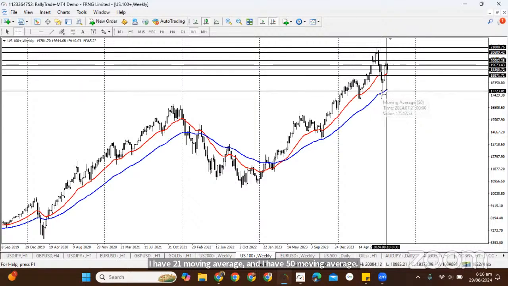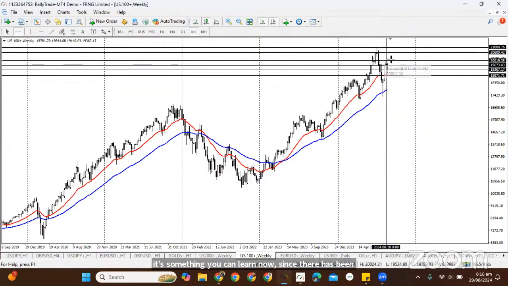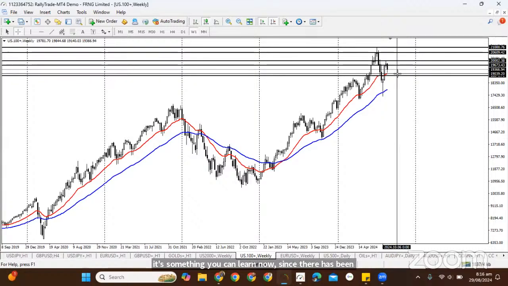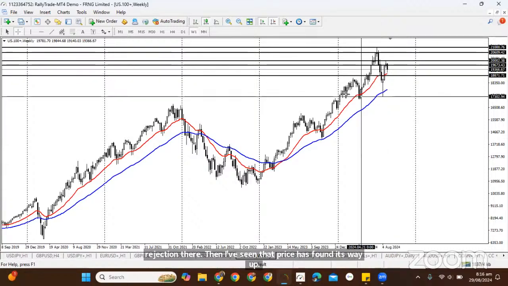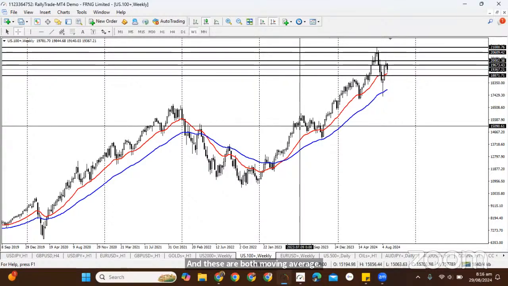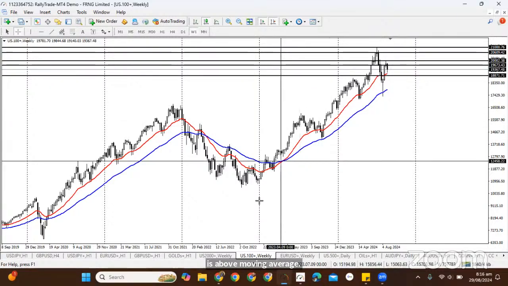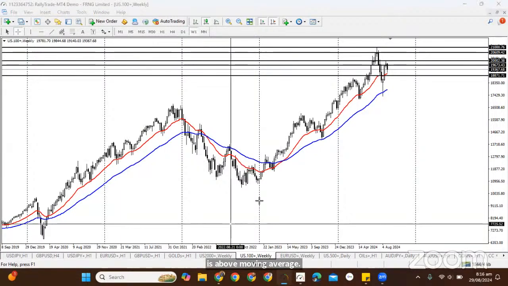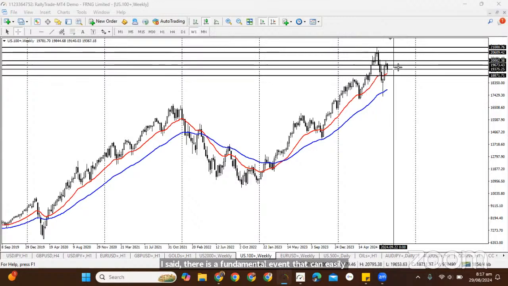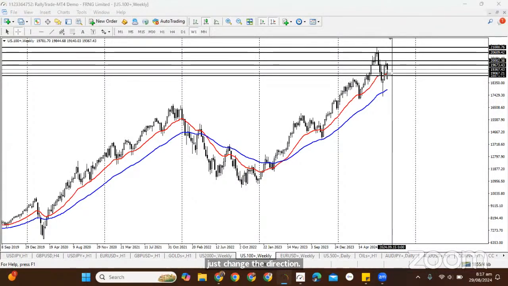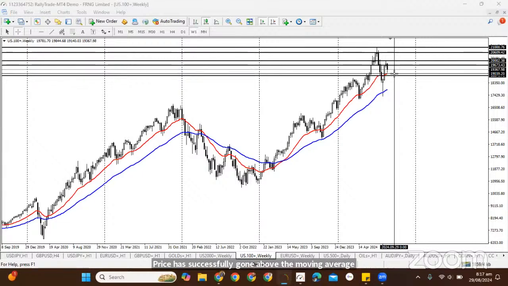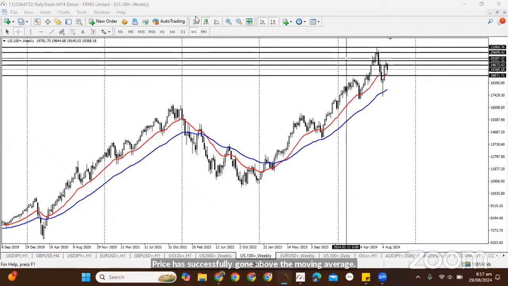Now, since there has been rejection there, I've seen that price has found its way up and is above the moving average. See, anytime price is above the moving average, it will only keep looking out for how to go up rather than to come back, except there is a fundamental event that can easily change the direction, right? So from all indication, this shows that price has successfully gone above the moving average. So opportunities to buy is what we should be looking for.